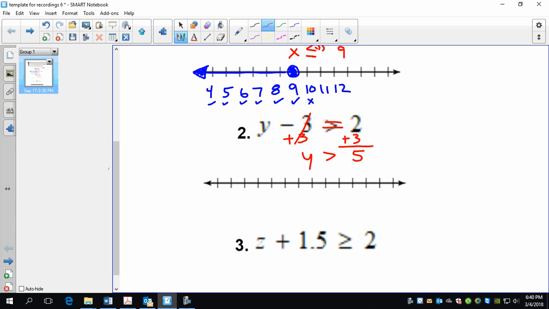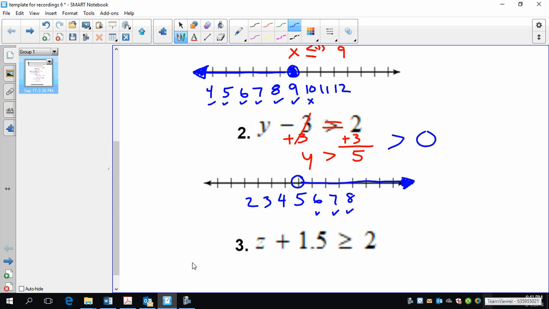In the middle, we're going to put a 5. We're going to go 5, 6, 7, 8, 4, 3, 2, etc. Now again, because it's greater than, we're just going to have an open circle. So I just want to circle the 5, and then I want y to be greater than 5. 5 doesn't work, but 6 works, 7 works, 8 works, because if I put 6 in for y, 6 is greater than 5. 7 is greater than 5. 8 is greater than 5, and all of those work. So our arrow is going to go to the right.